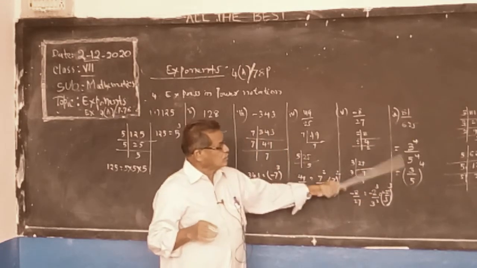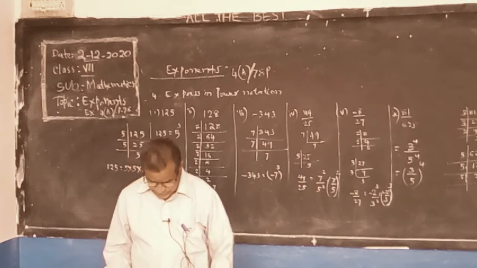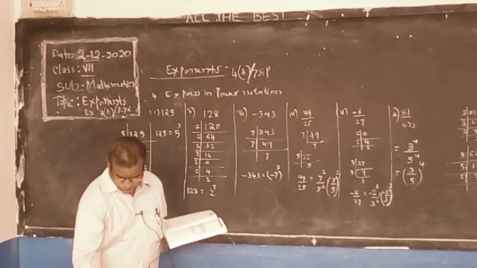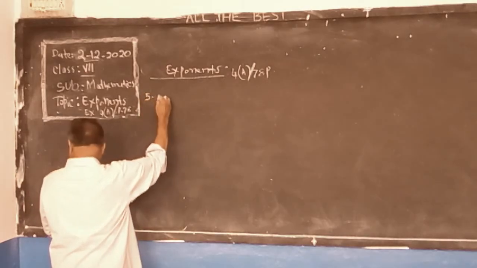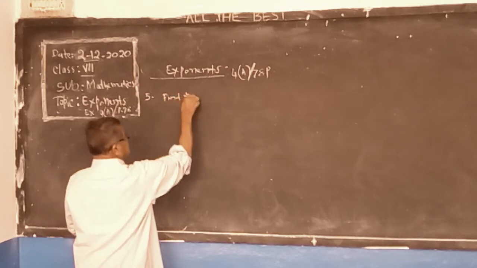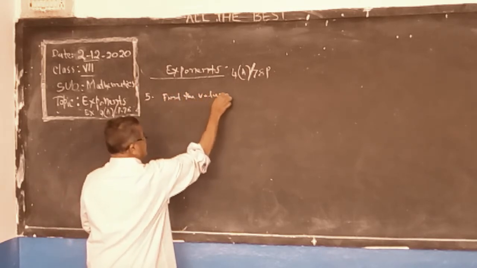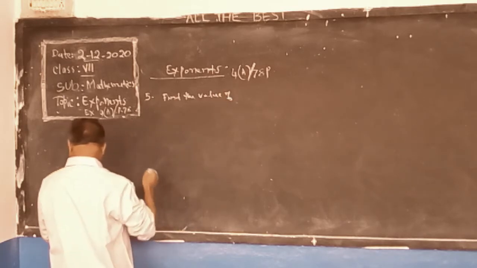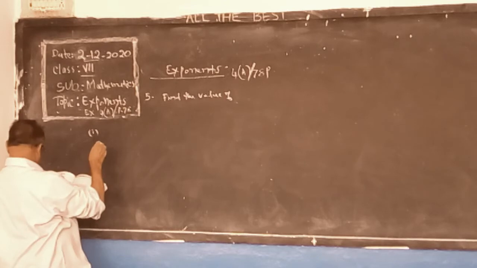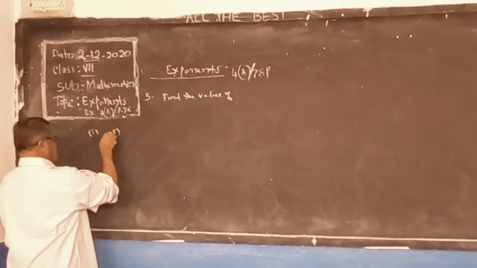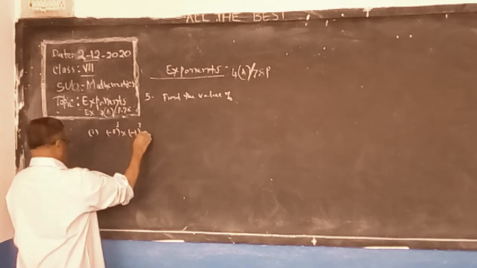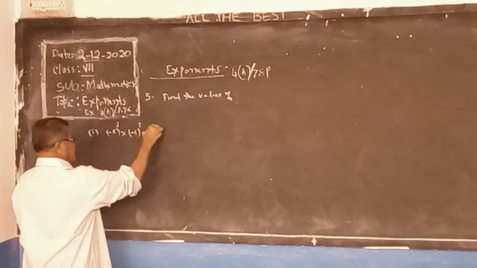You can write it as a whole. Next, another question. Find the value of. 4 questions. Number 1: minus 5 cube into minus 1, 4 power 7 into 2 square.